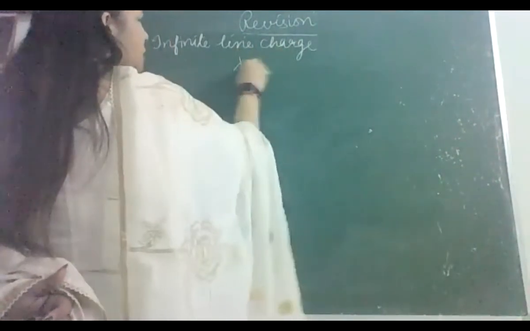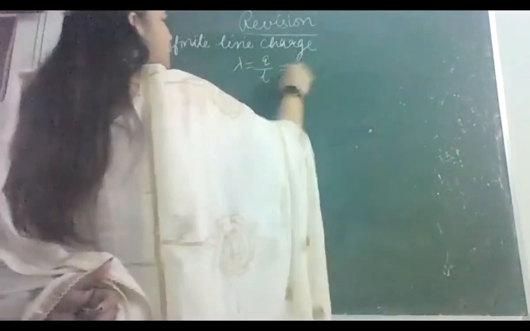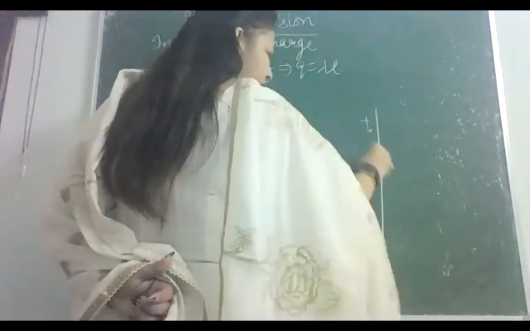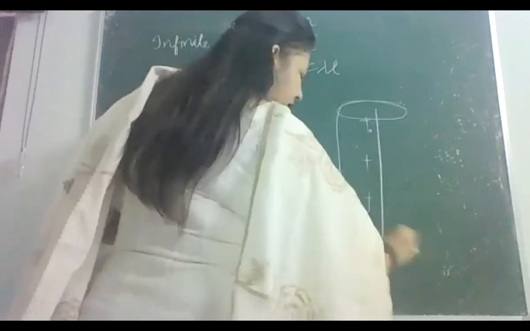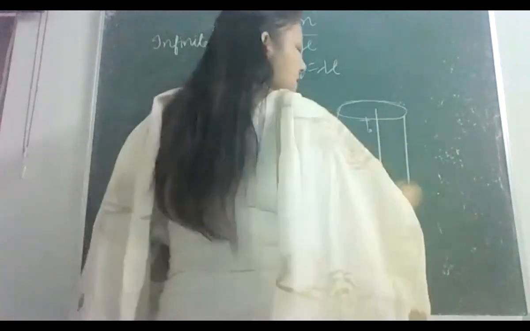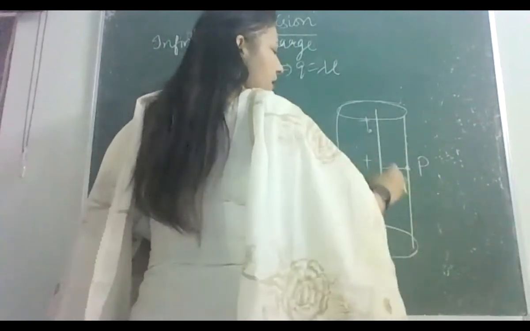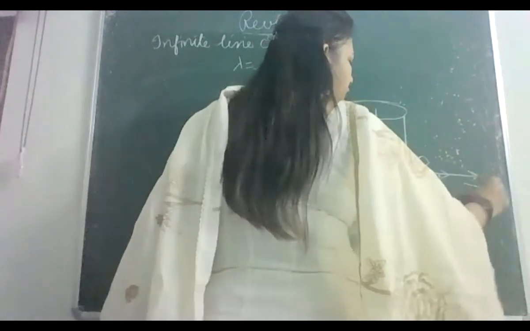Infinite line charge having some linear charge density lambda. You know, lambda is charge per unit length. So we'll be substituting Q equal to lambda L. So we are taking this infinite line charge around which you can imagine a Gaussian cylindrical surface. So this is the Gaussian cylindrical surface. You take a point P here at distance r and take the element and mark E and ds. They should be in the same direction for this portion.